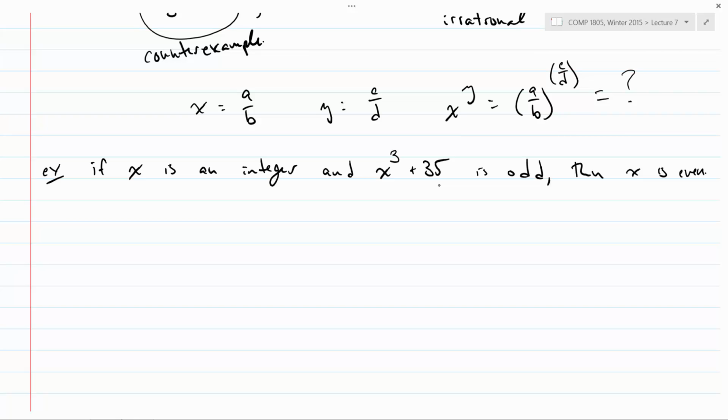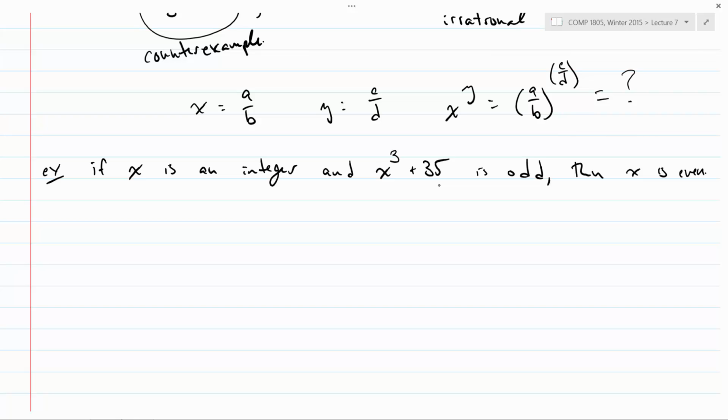This isn't obviously false just on the face of it. Because, for example, if x equals 2, then 2 cubed is 8, plus 35 is 43, which is an odd number, and x, which was 2, is even. So it seems like this is plausible. The first thing I tried wasn't wrong. So I think to myself, okay, well, maybe let's try to prove that it's correct.